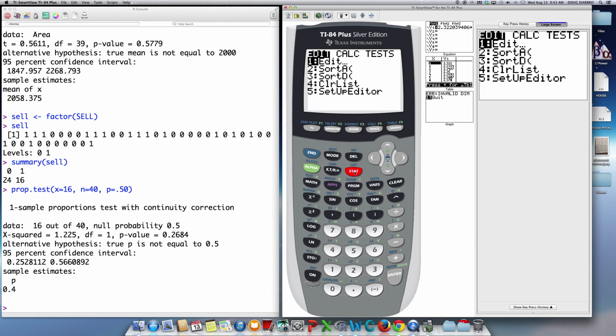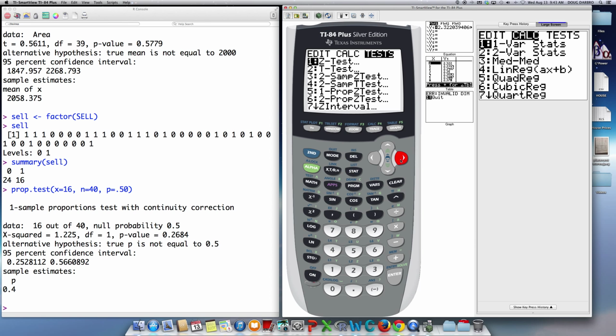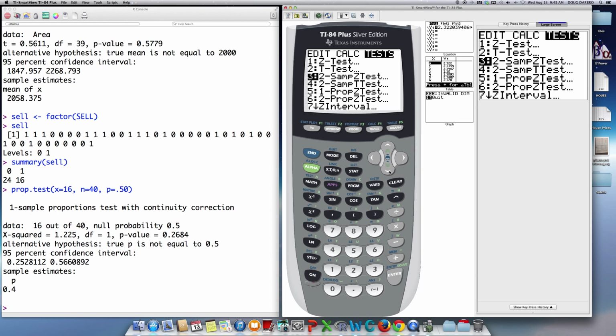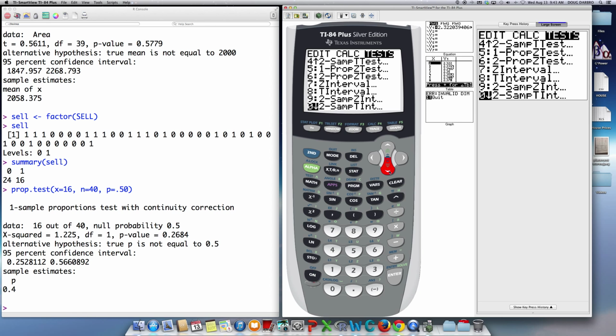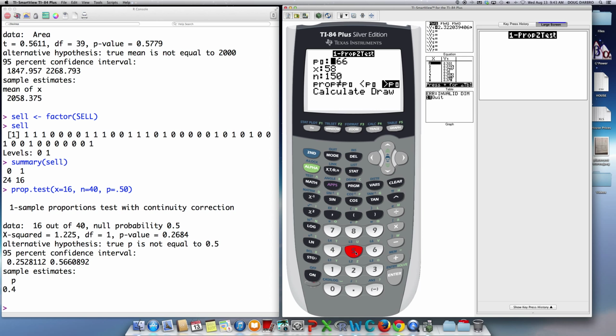All right, gang. So if I was running a one prop z-test, that would come all the way down to A. No, I wouldn't. I'd go to 5. All right, so I want to test 0.50 from my data of 16 out of 40. And I want to test not equal to. And I can go calculate.